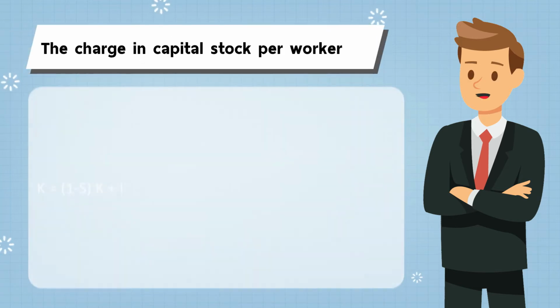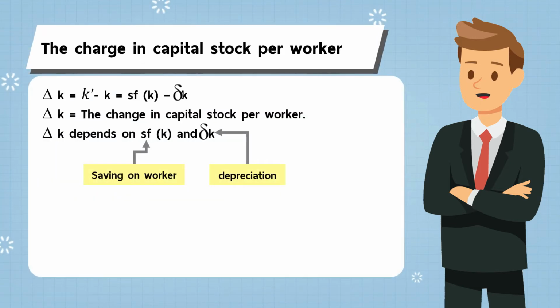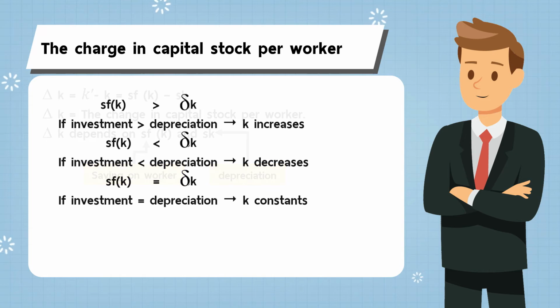Now we will talk about the change in capital stock per worker. It is derived from our previous equation. The equation is delta k equal k prime minus k equal s times function of k minus delta k. Delta k is the change in capital stock per worker. If investment is more than depreciation, capital stock will increase. If investment is less than depreciation, capital stock will decrease.